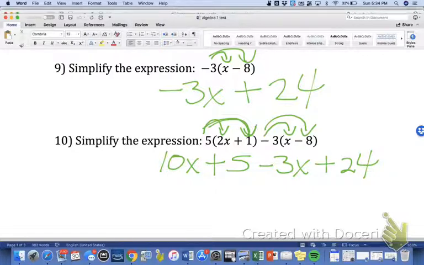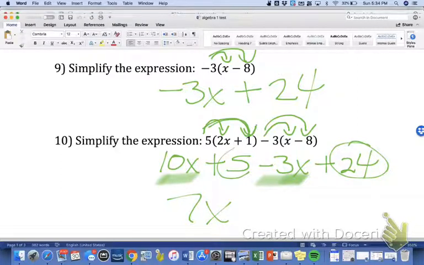A lot of you guys stopped here on the test for some reason. Remember, you can't stop. You've got to combine like terms. So I've got 10x and 3x, which is going to leave me with a 7x. Then I have 5 plus 24, which is going to give me plus 29. And there, I can't combine a 7x and a 29, so that is as simple as it's going to get.